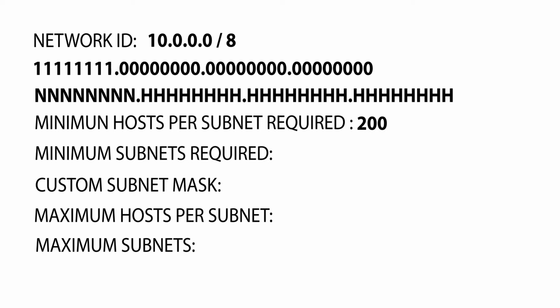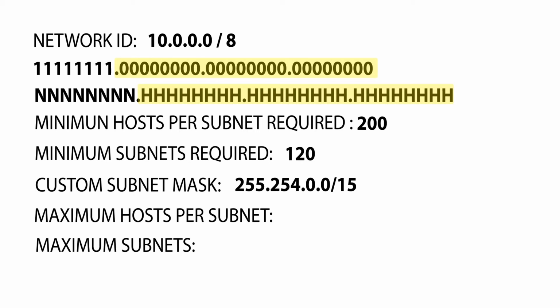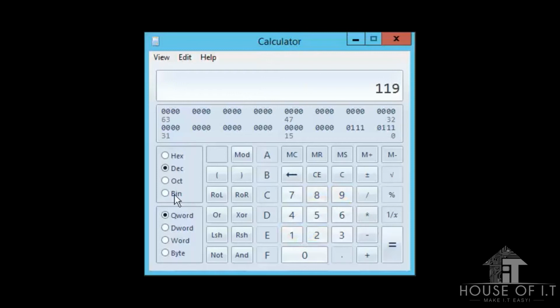Now let's look at another example over here. What if we have a Class A network and the priority is no longer the number of hosts, but the number of networks? Now the first thing you need to remember is that for Class A networks, by default, the first octet is for the network bits, and the other 3 are for the host bits. So for this, we are required to have 120 subnets for our network. So what we do is we subtract 1 from the required number of networks instead of adding 1, like what we did when the host side was the priority. So we now have 119, which requires 7 bits to be expressed in binary.